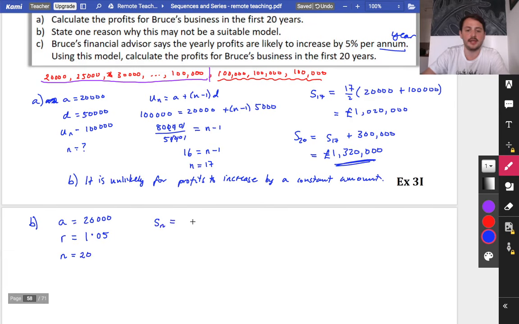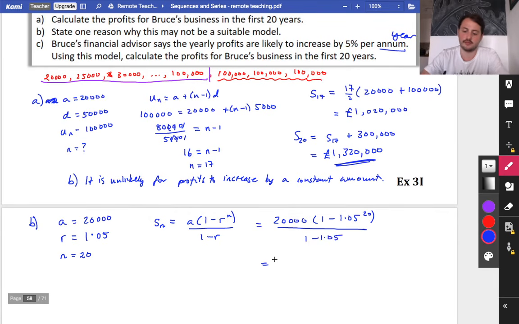Now the sum to n is a brackets 1 minus r to the n over 1 minus r. So I'm just going to put it all in the calculator. It is 20,000, 1 minus 1.05 to the 20, all over 1 minus 1.05. Okay, let's just type this in, see whether he's going to make more money this way. 20,000, 1 minus 1.05 to the 20, all divided by 1 minus 1.05.